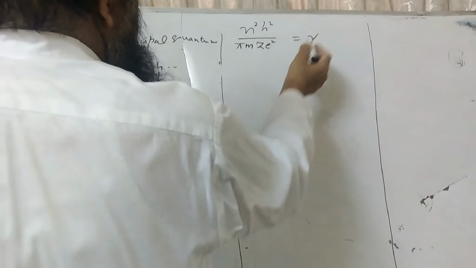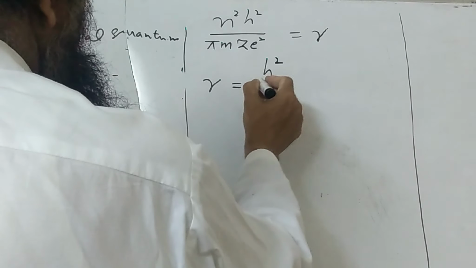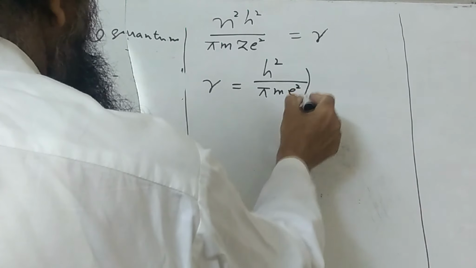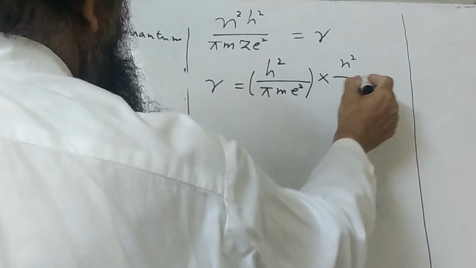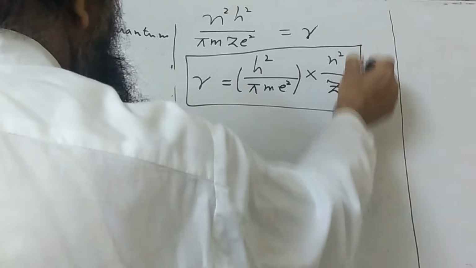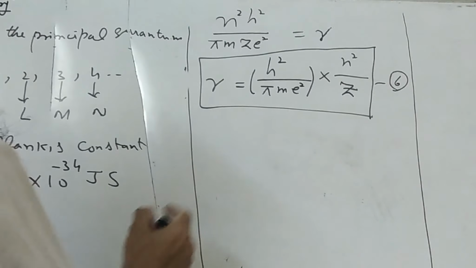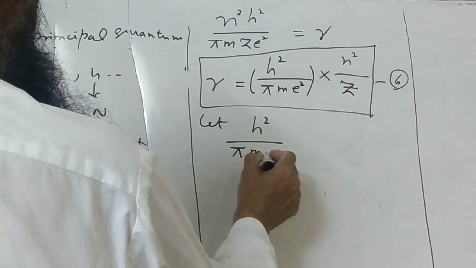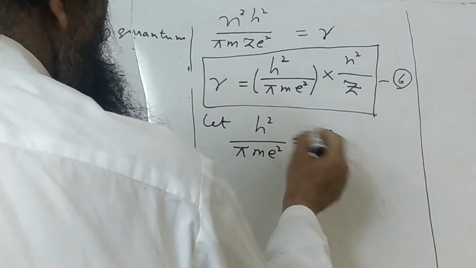So we may write r is equal to h square over pi m e square into n square over z. This is our required equation, which is the sixth one. Since it is a constant value, let h square over pi m e square be equal to a naught. How do we find it out?